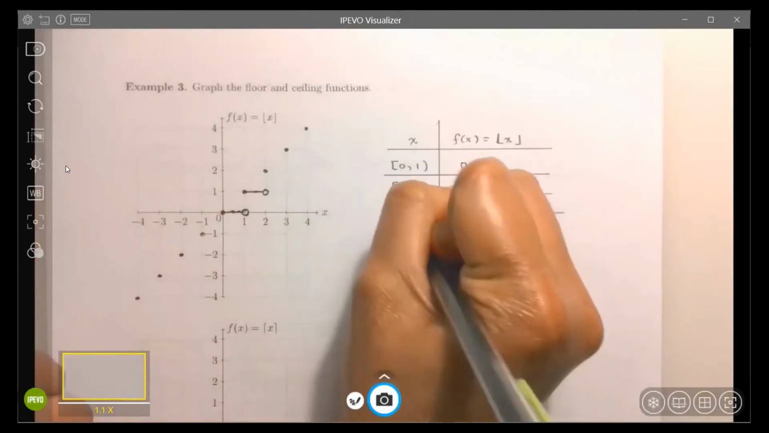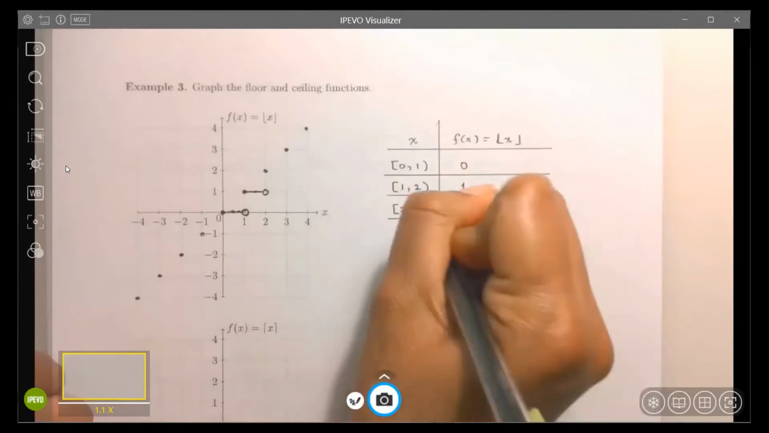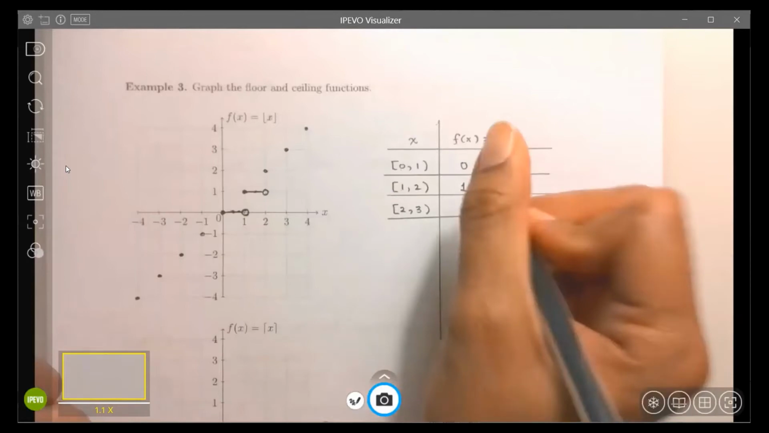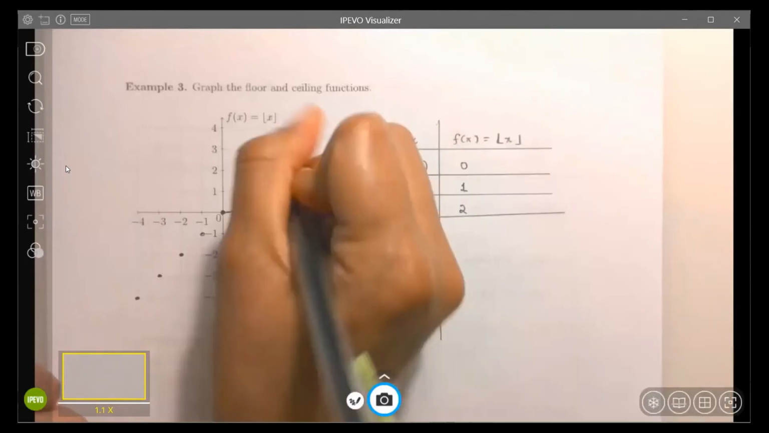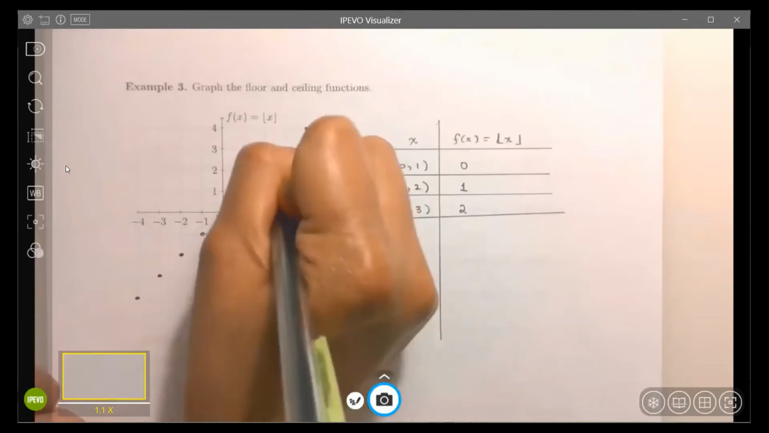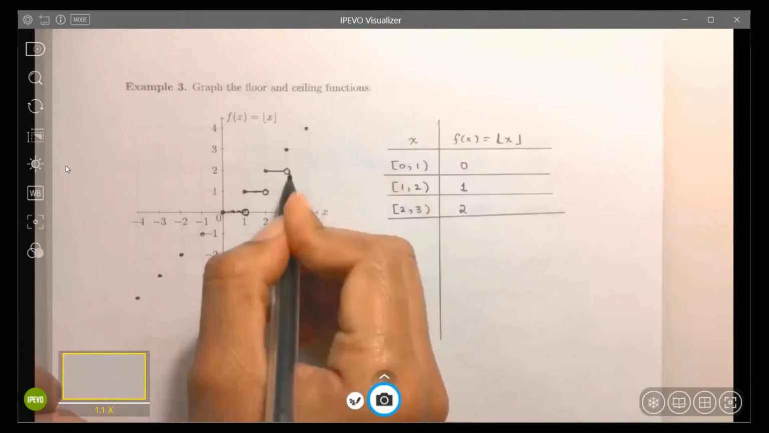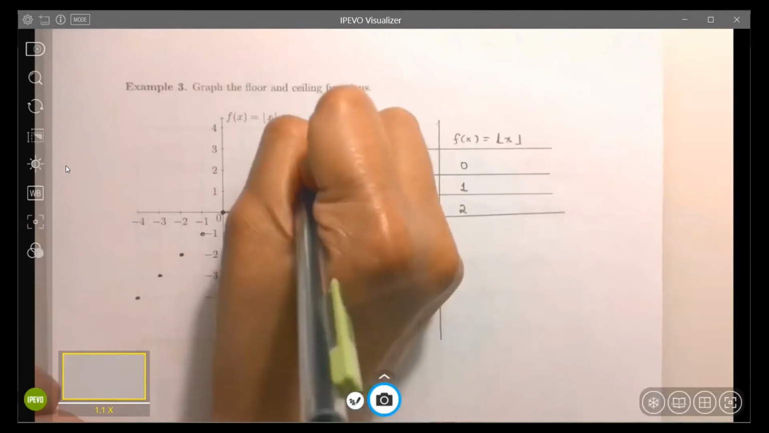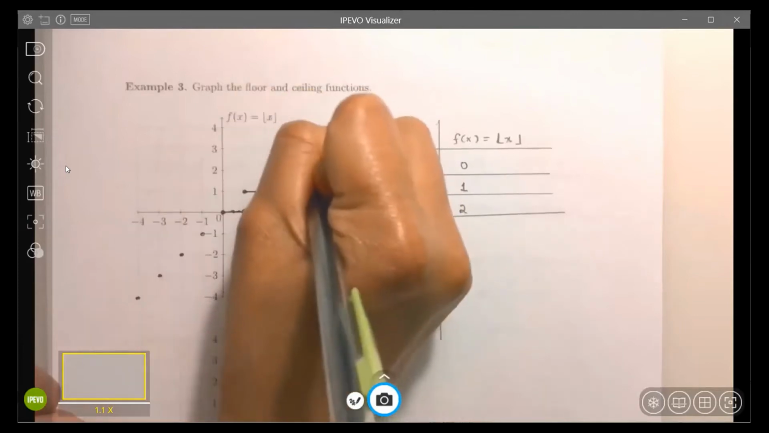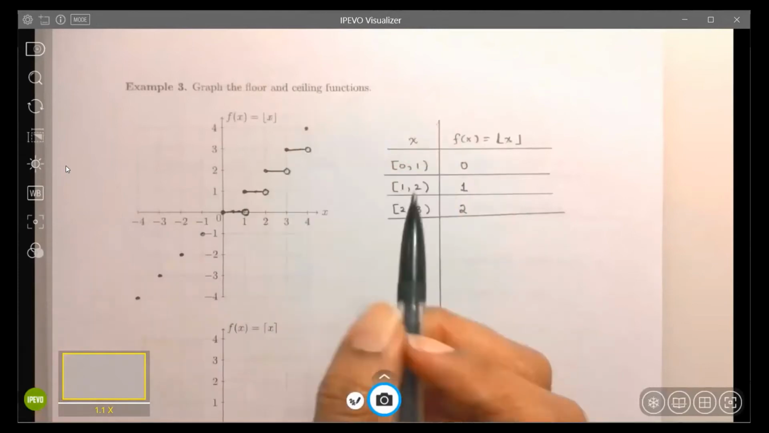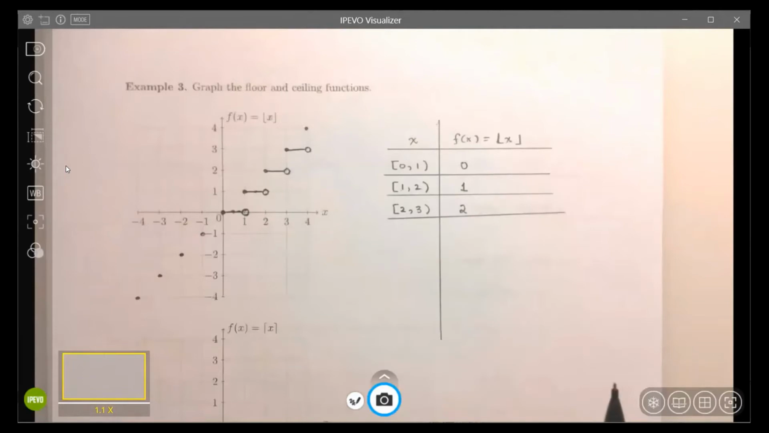Now if I consider from 2 to 3, all of those values like 2.1, 2.2, 2.5, 2.9 are all going to get mapped to 2. And so these values between 2 and 3 get mapped to 2. And then at 3, we jump up to 3. Then between 3 and 4, they all get mapped to a y value of 3. And at 4, it jumps up to 4. Okay. So that would be in the case of the positive numbers.